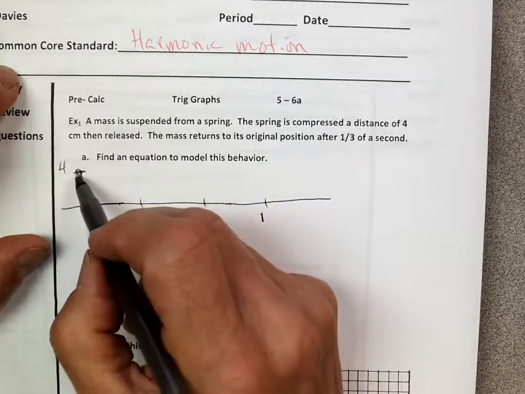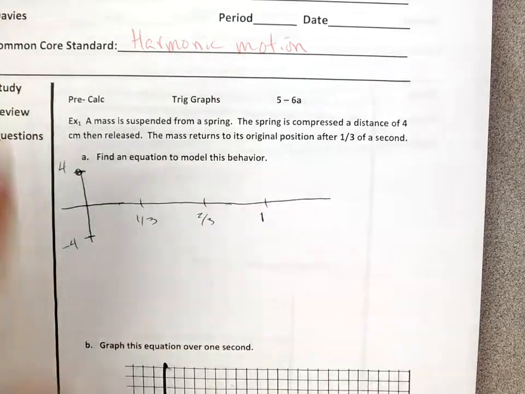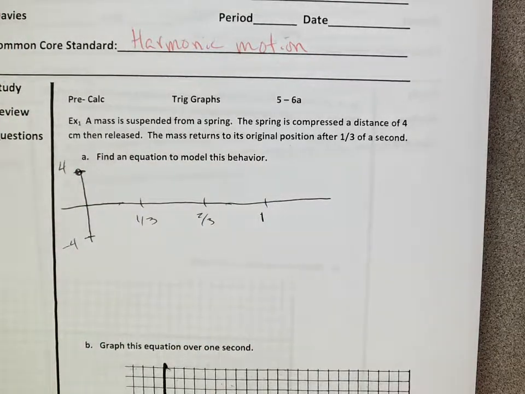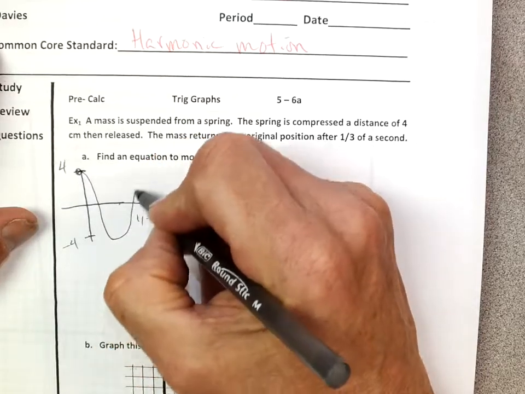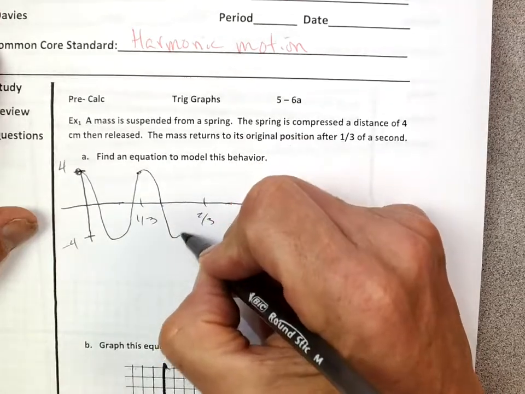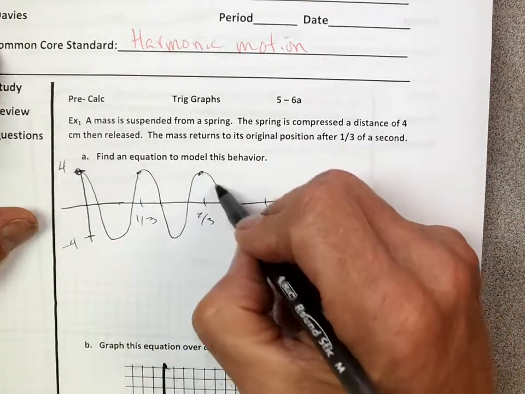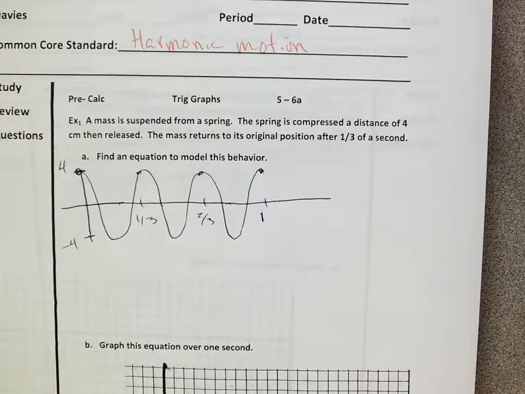So it's going to be all the way up at 4, but then it's going to come back down to -4. Does that make sense? It's a spring, so it's going to go up, come through 0, all the way down to -4. So the spring, over time, should look something like this. It goes back to its original position, and goes on and on and on.